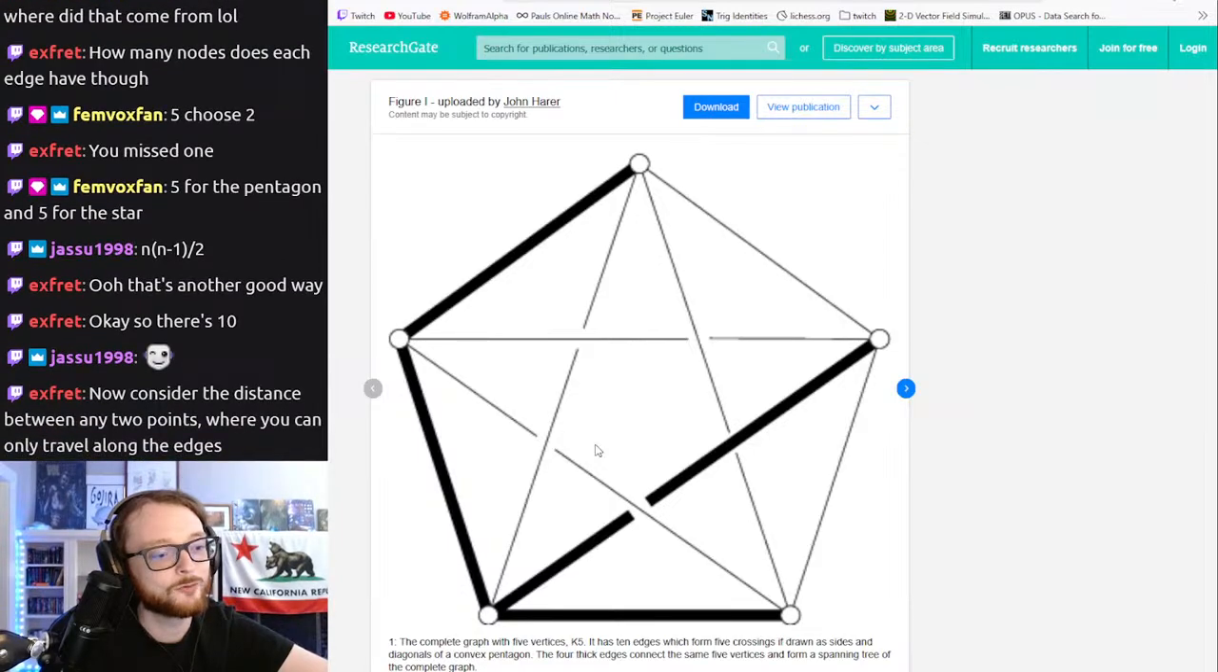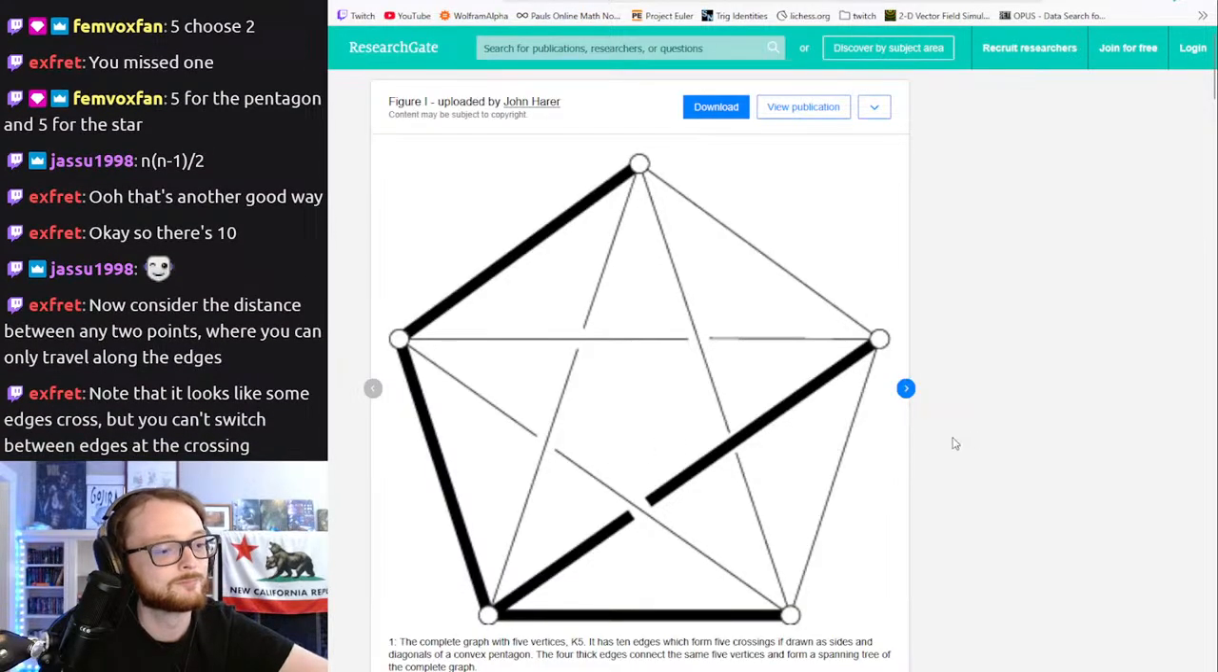Consider the distance between any 2 points. We can only travel along the edges. Okay. Looks like some edges cross, but you can't switch. Right, right.